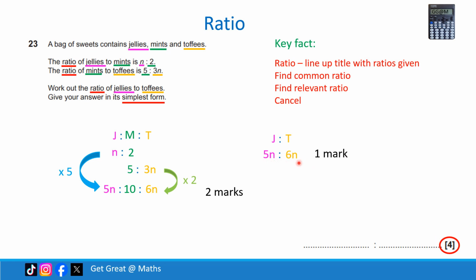Then I need to look at this ratio and I need to write it in its simplest form. So I've got to cancel this. So all I need to do is divide both sides by n, which will give me 5 and 6 for my last and 4th mark. Remember to write your answer on the dotted line in the answer box on the right hand side. Okay, well done guys. Hopefully you've got this correct. Well done.